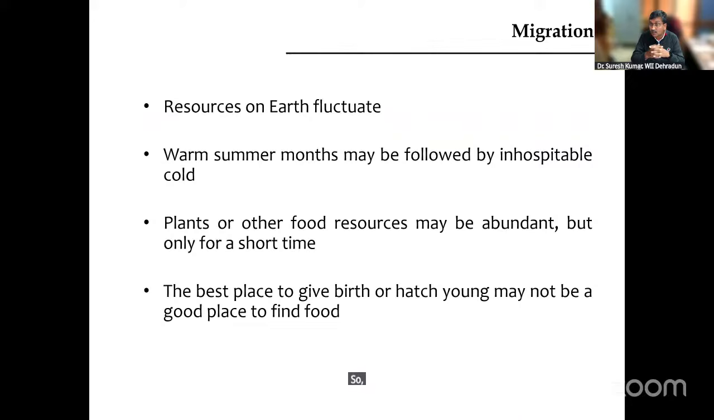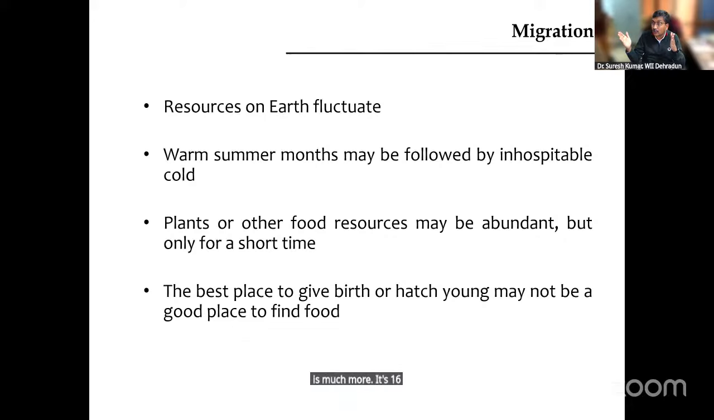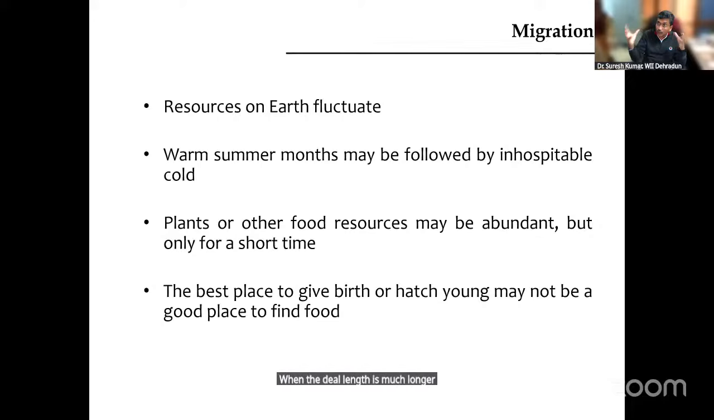So warm summer months may be followed by inhospitable cold. So if you're again talking about the boreal summer and the austral summer, during that period of time, the photoperiod is very long. So long day length. At this point of time, the day length up in the southern latitudes is 16 hours a day. And if you go closer to the poles, it's 24 hours. So birds are strategizing themselves to be there in the right place at the right time when the day length is much longer. And so food availability is also there in abundance.